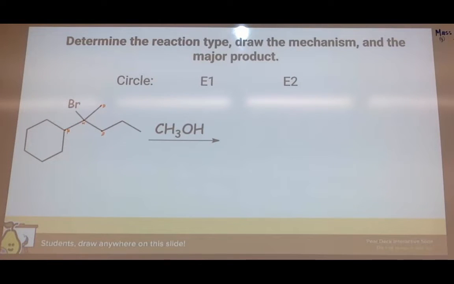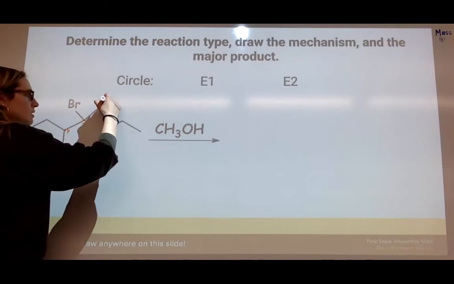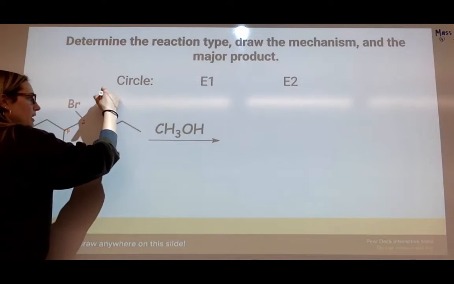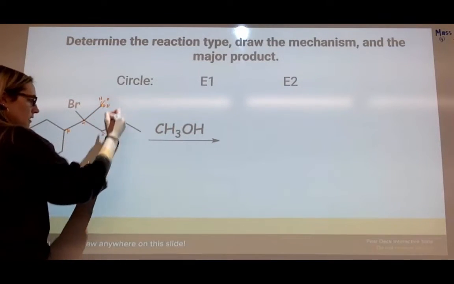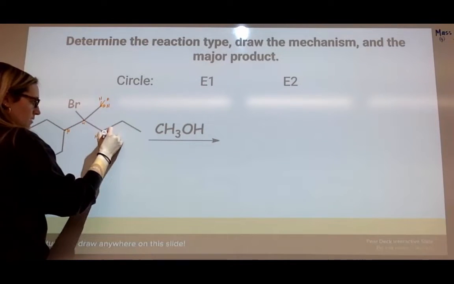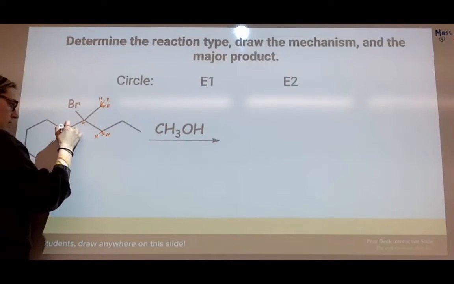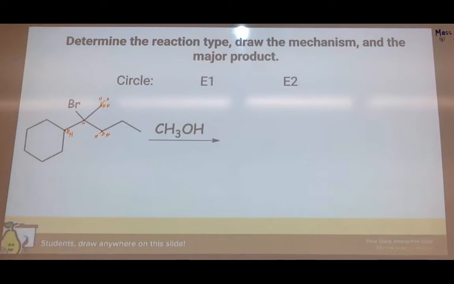Beta carbons are one carbon out from the alpha. That's where your beta hydrogens are. So we have 3 hydrogens here, 2 hydrogens here, and 1 hydrogen here.